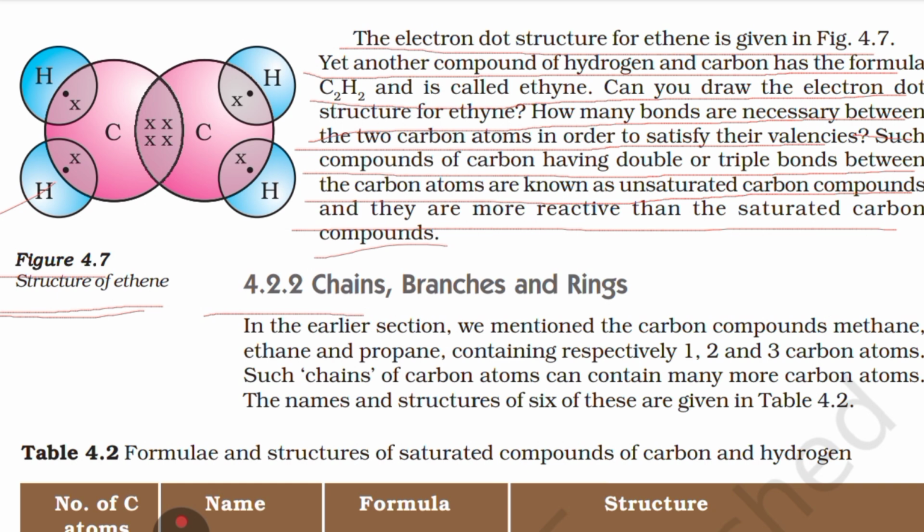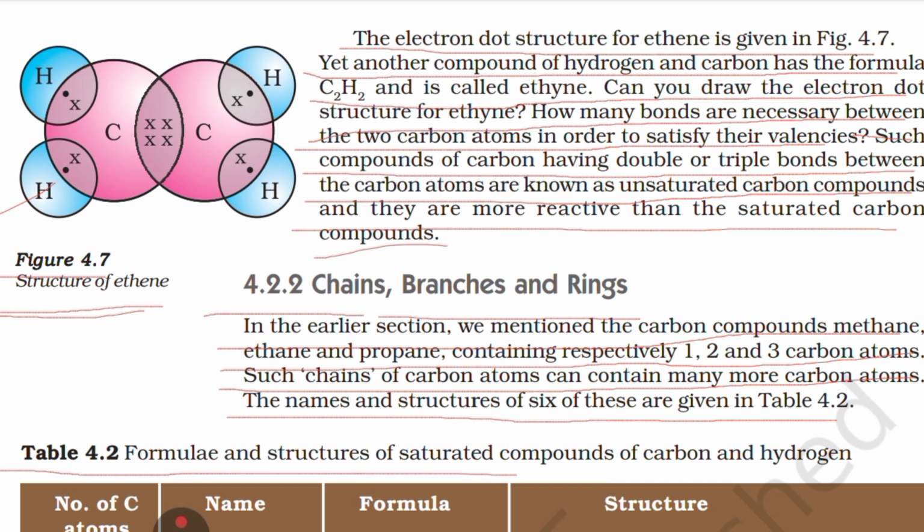4.2.2 Chains, branches and rings. In the earlier section, we mentioned the carbon compounds methane, ethane and propane, containing respectively 1, 2 and 3 carbon atoms. Such chains of carbon atoms can contain many more carbon atoms. The names and structures of 6 of these are given in Table 4.2. Table 4.2: Formulae and structures of saturated compounds of carbon and hydrogen.